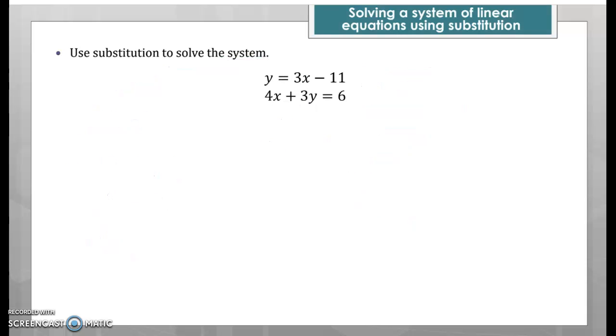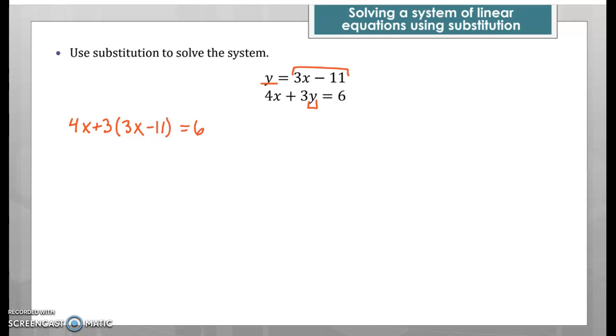And sometimes we're given a system of equations where we already have our y solved for. Here's our y. It's already solved for, right? y equals 3x minus 11. So I can go ahead and plug 3x minus 11 into this y in the second equation. So that ends up looking like 4x plus 3 times y, which we know needs to be equal to 3x minus 11, and that's got to equal 6.